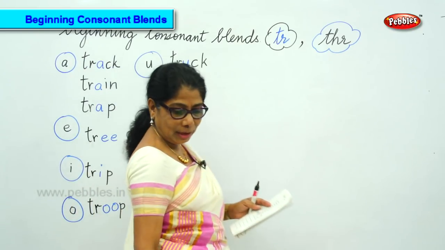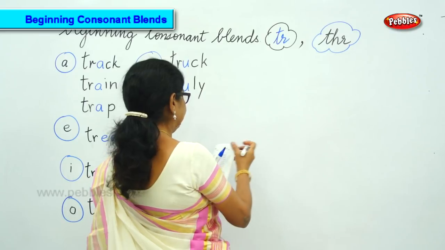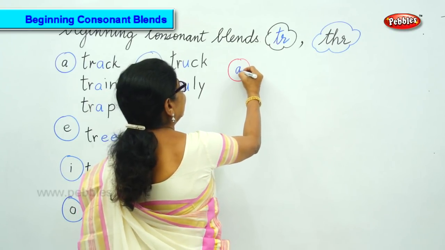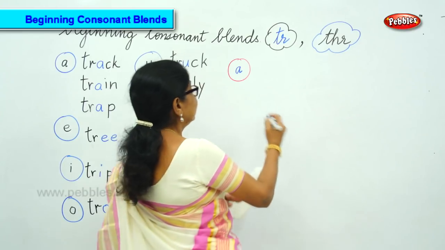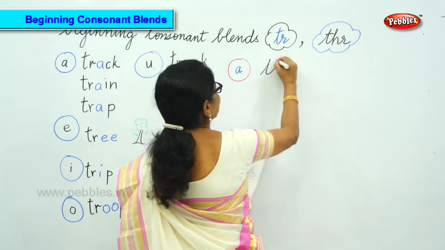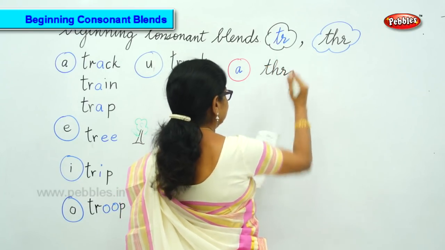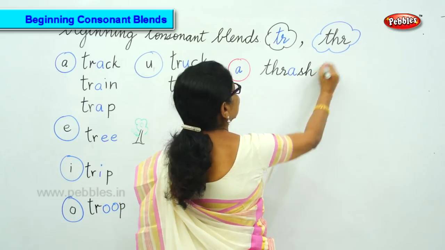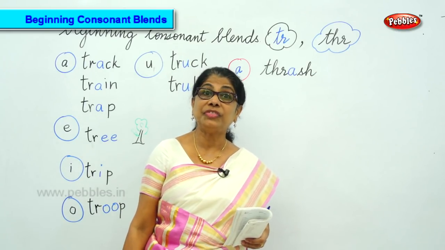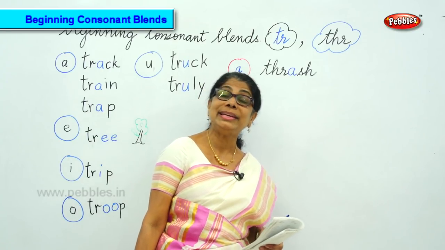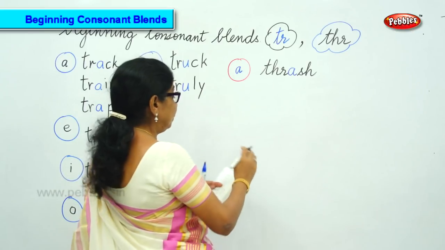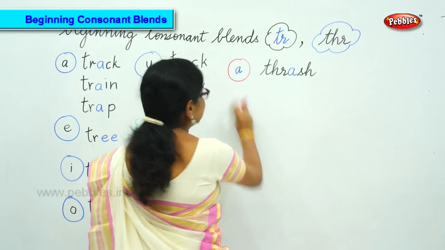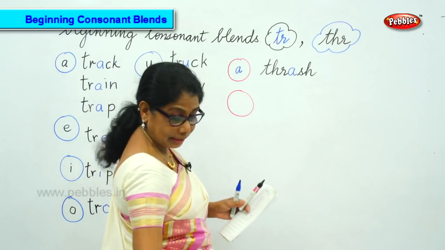Now let's see in A what we get. We get thrash. You get a word thrash. T-H-R, we have three letters blended together. Th, so you get T and it's stronger. Thrash. Then let's see what we have in vowel E.